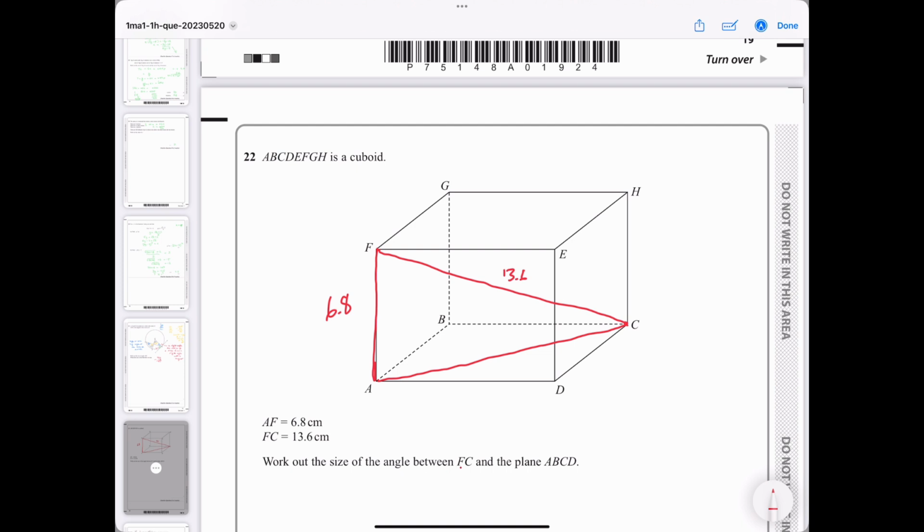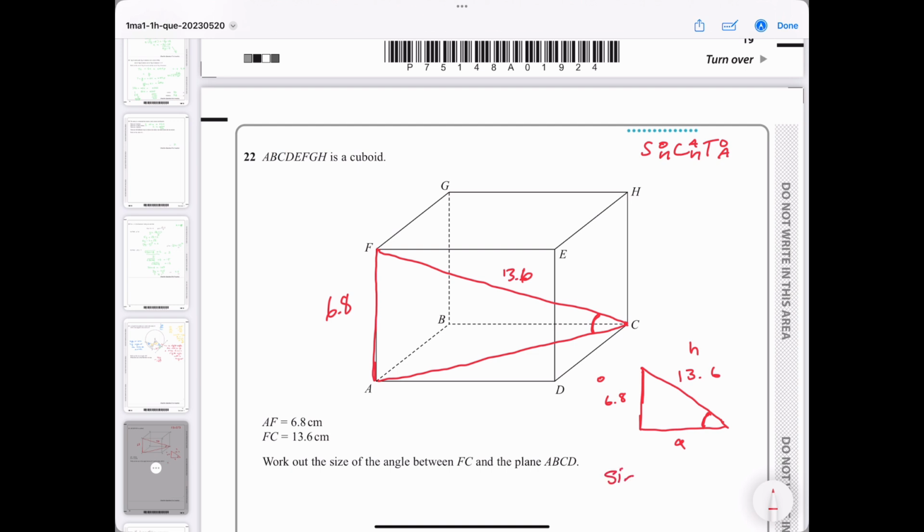Work out the size of the angle between FC and the plane ABCD. So it's actually just that angle there. So if we redraw it, we have 6.8 and 13.6. And now my issue is, if we're going to use SOHCAHTOA, which we are, it's going to have to be a really easy ratio. So this is H, that's O, that's A, so we're using sine.